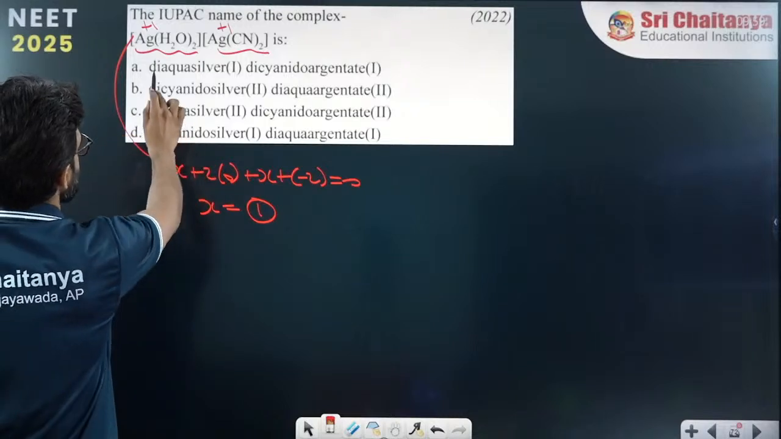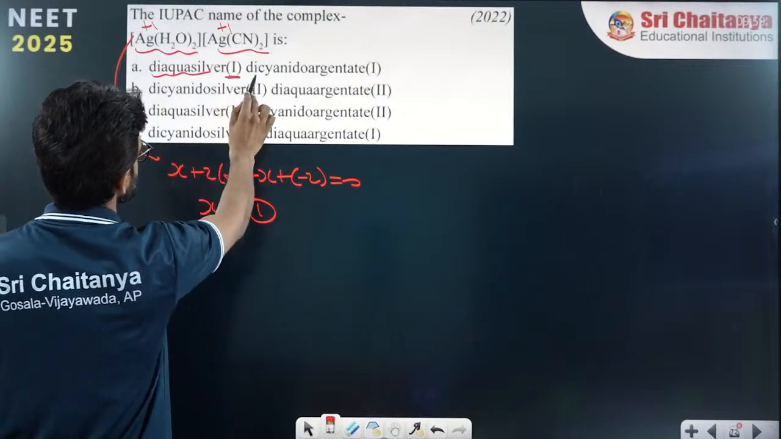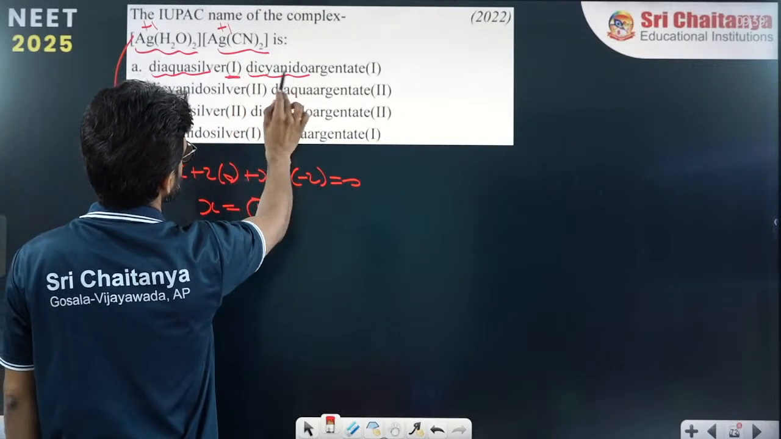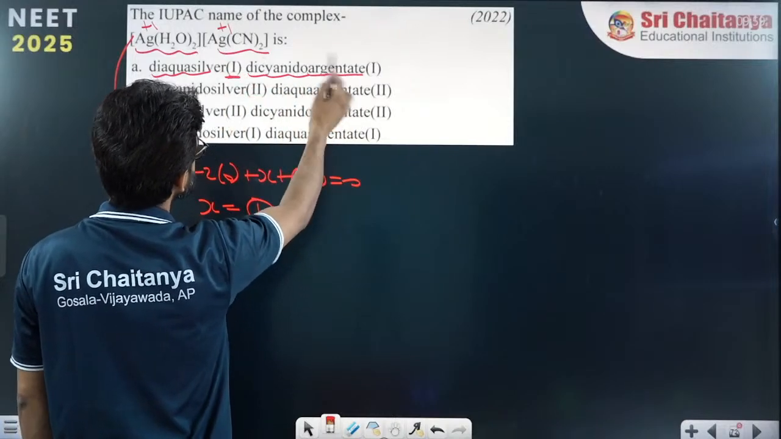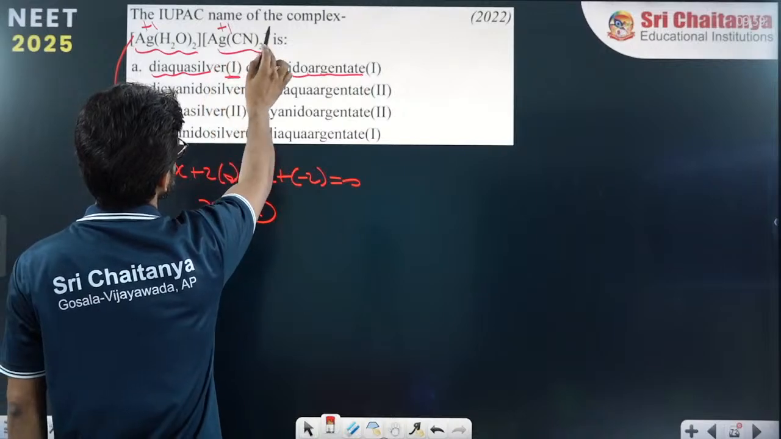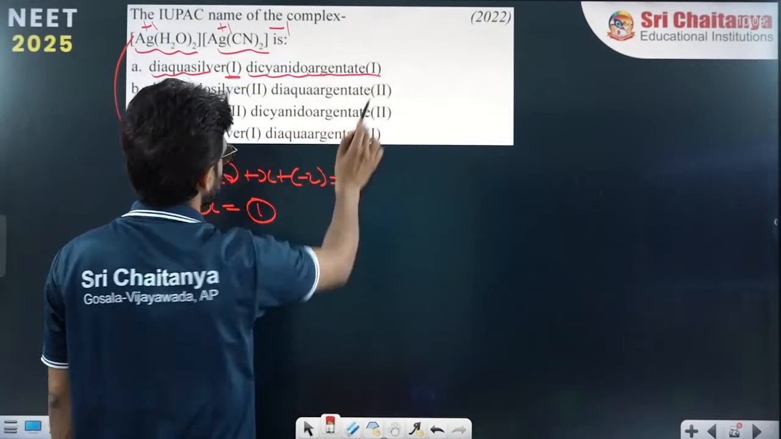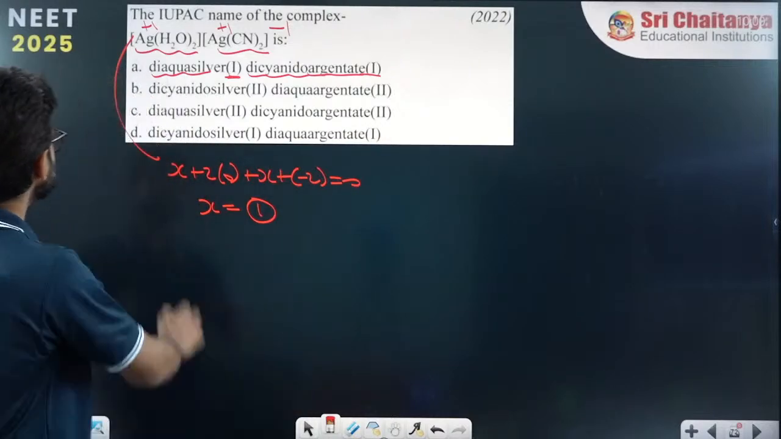Di, aqua, for water, silver 1 for Ag. Dicyanido, as it is an anionic ligand, so it ends with O. Argentate, why am I using argentate here? Because it is an anionic complex, of charge how much? -1. And oxidation state 1 again, right? Okay, easy to answer.